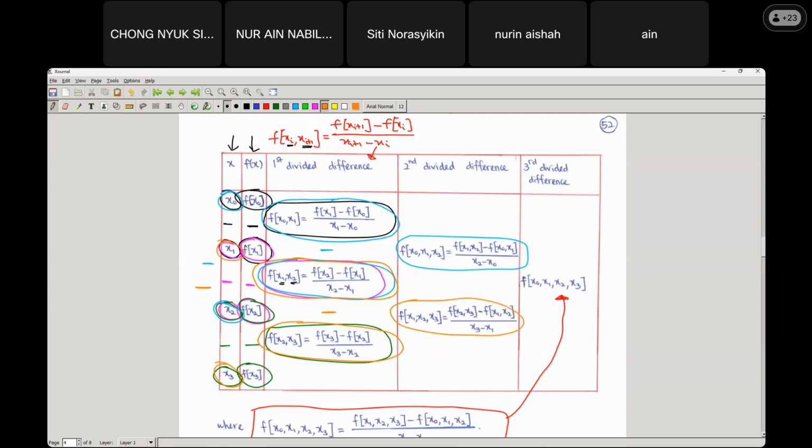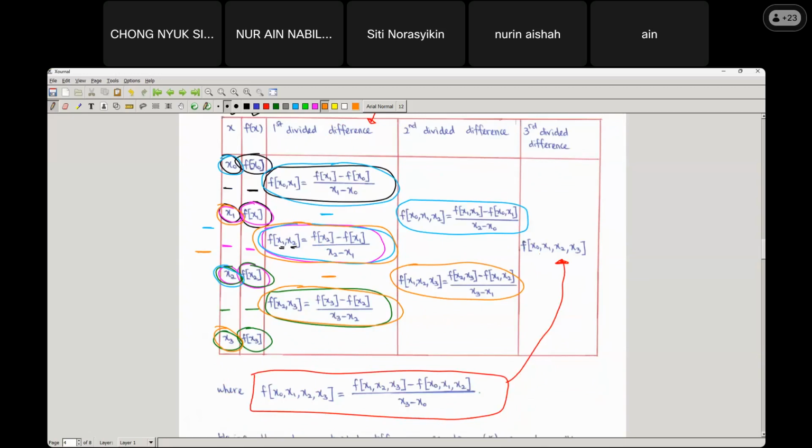Now to get the third divided difference, there is your f[x0, x1, x2, x3]. How are we going to do it? We have to take first this value minus this value, divided by x3 minus x0. Then you'll be able to get this value. Okay? So I hope that it is clear.